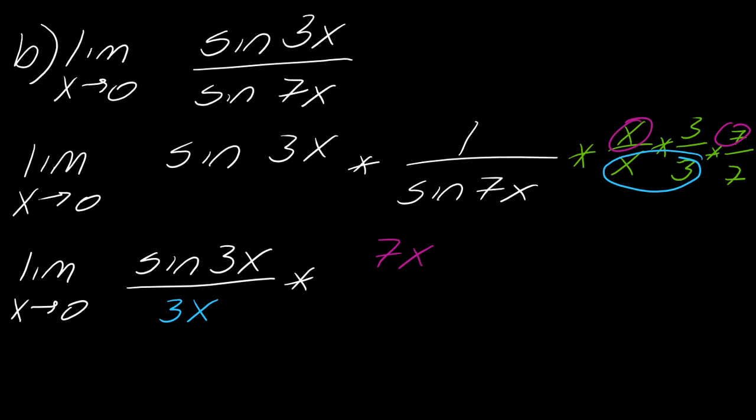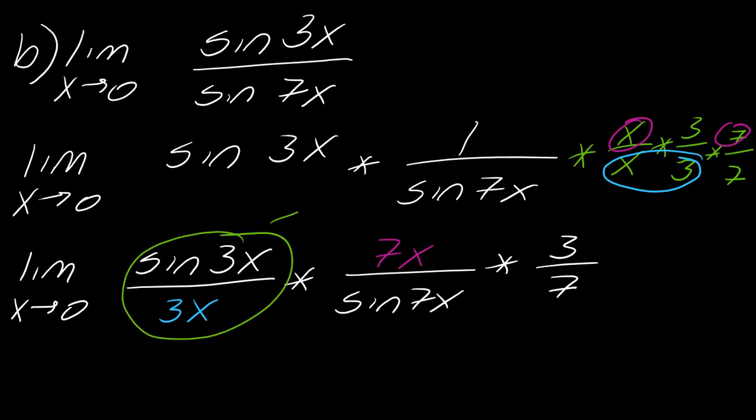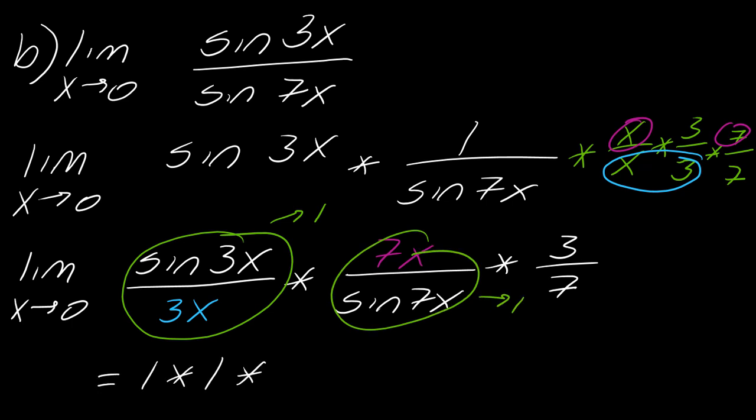So 7x, and then I've got the sine of 7x. You might even find it helpful to color code what you're moving, because now I can clearly see that I'm left with a 3 and a 7. So I've got 3 on top, 7 on bottom. And now if I go through all of this, this whole piece is going to 1. This whole piece is going to 1. So in the end, I've got 1 times 3 over 7. So this equals 3 over 7.